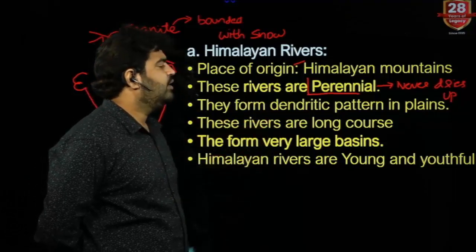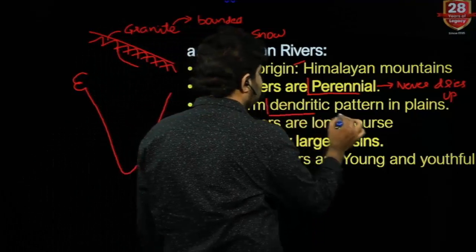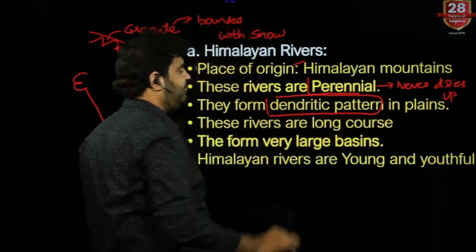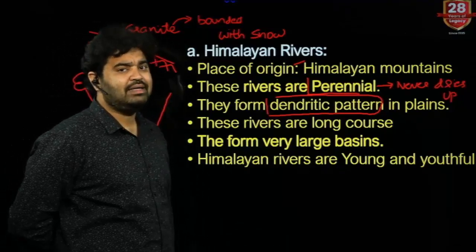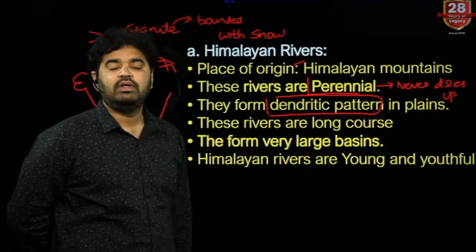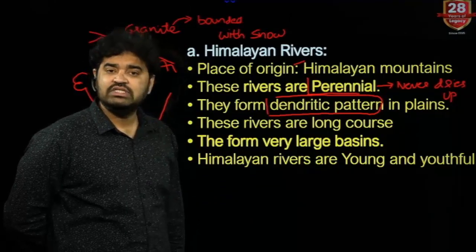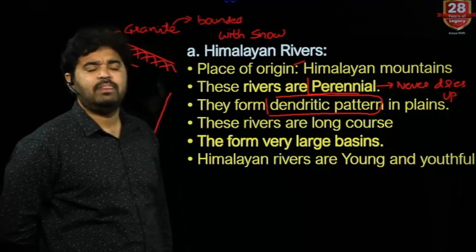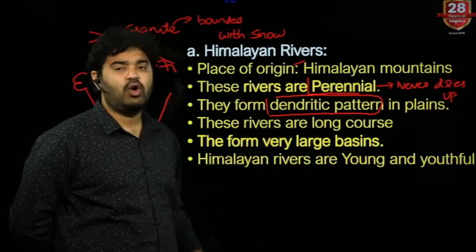They form a dendritic pattern in plains. As we know, dendritic means resembling the pattern of a tree. So these Himalayan rivers form a dendritic pattern in plains. These rivers have a very long course. Himalayan rivers flow long distances. If we see the Indus, Ganga and Brahmaputra, these three are the longest rivers. So these rivers have a very long course.